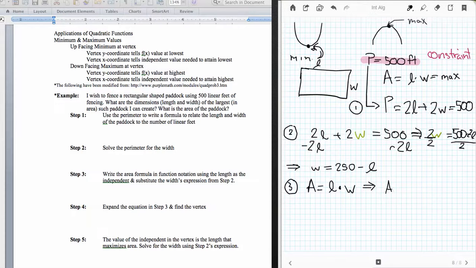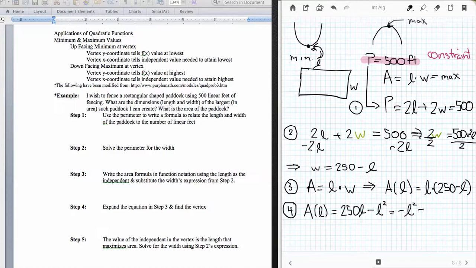So I know my area, which is now a function of the length, is equal to L times (250 minus L). And that's my area. Now this one, I want to expand it out so that I can see a quadratic equation out of that. So my area as a function of the length is equal to 250 times L minus L squared.